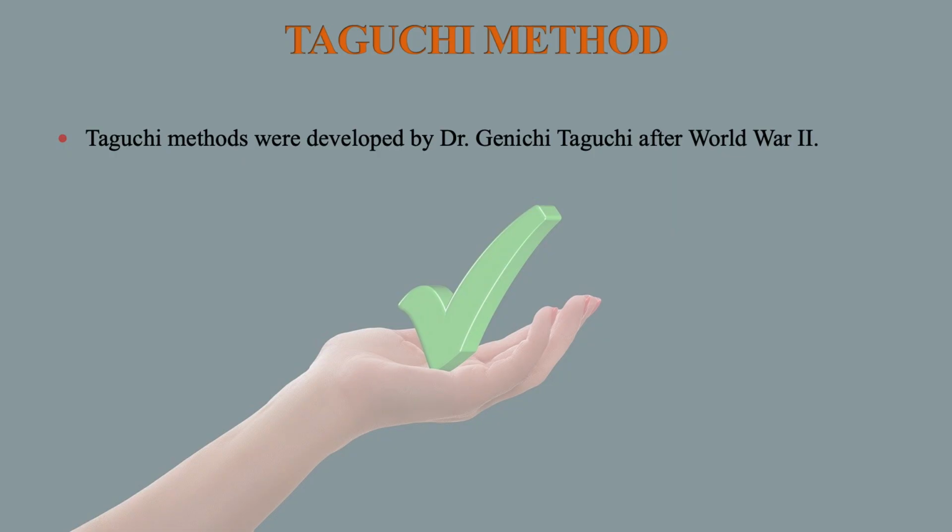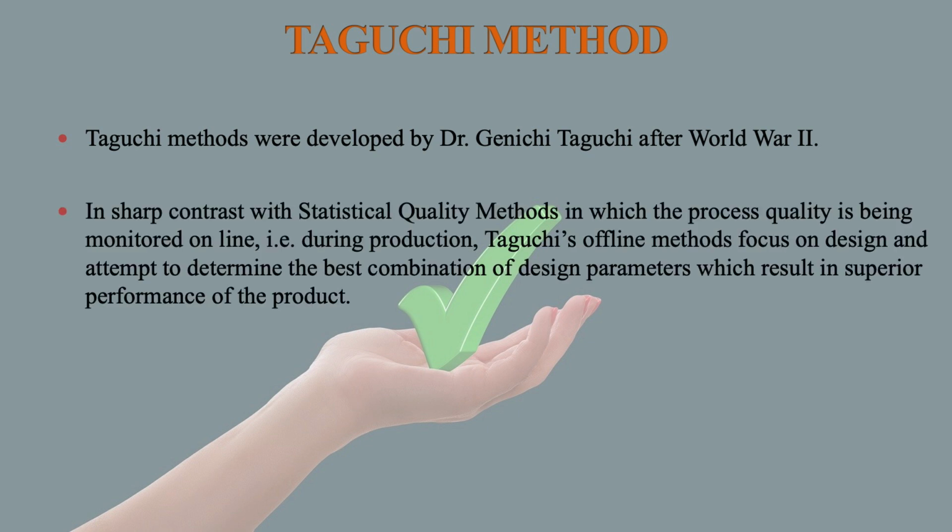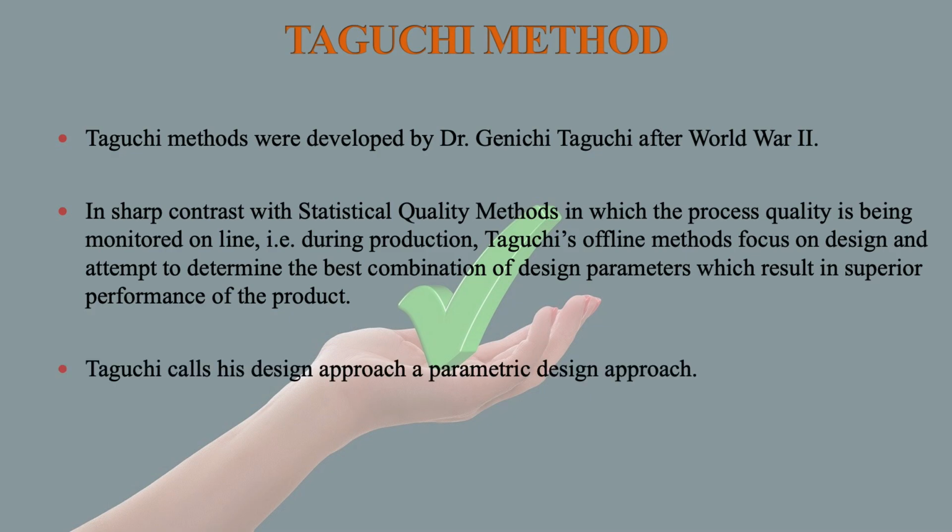Learners, Taguchi Method. Taguchi methods were developed by Dr. Junichi Taguchi after World War II, in sharp contrast with statistical quality methods in which the process quality is monitored online, that is, during the production. Taguchi's offline methods focus on design and attempt to determine the best conditions of design parameters, which result in superior performance of the product. Taguchi calls his design approach a parametric design approach.